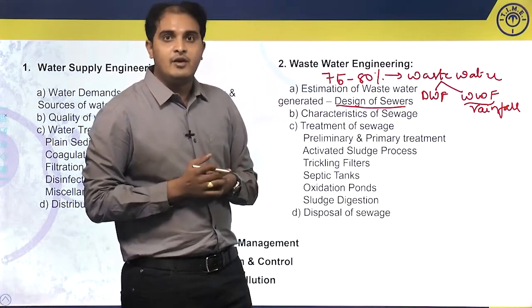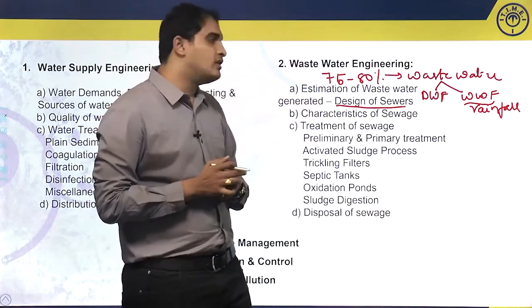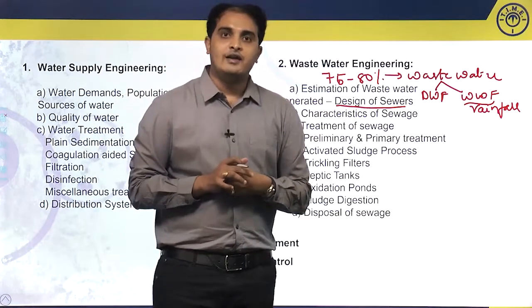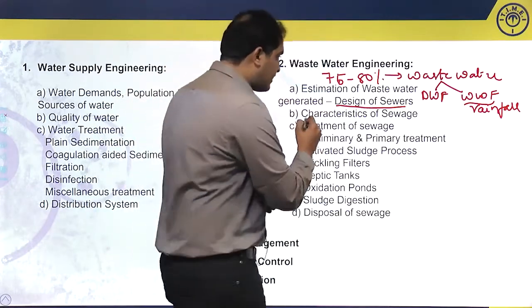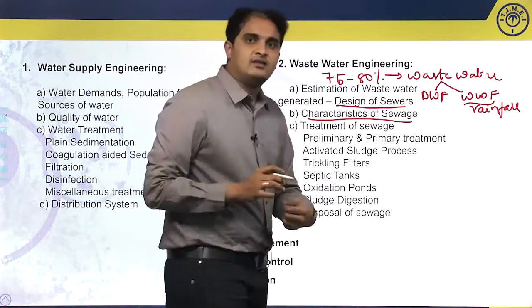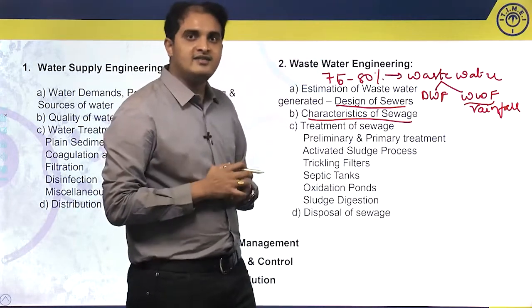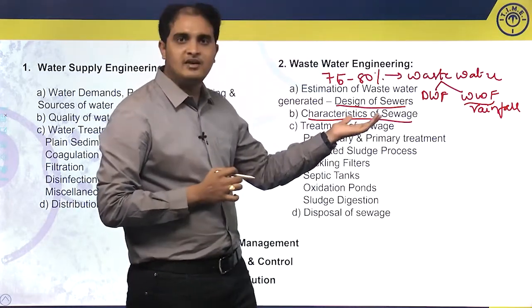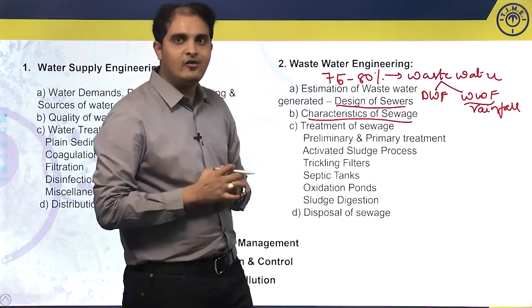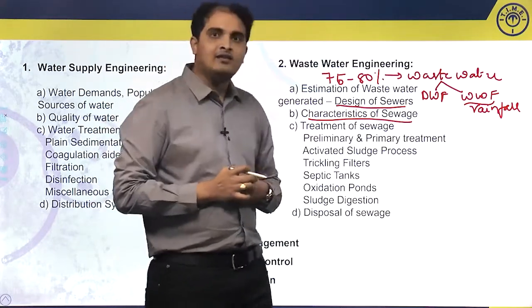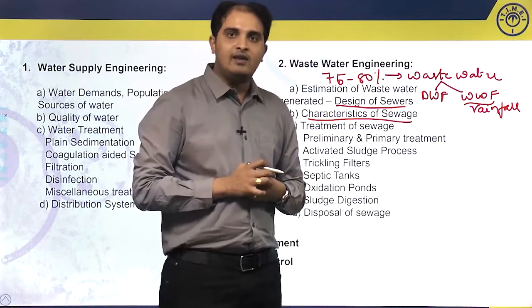How to treat? We need to treat the wastewater by knowing the characteristics or the quality of the wastewater. That comes under the characteristics of sewage. The characteristics of sewage mean nothing but the quality of wastewater. We can divide this into two types: physical quality and chemical quality.